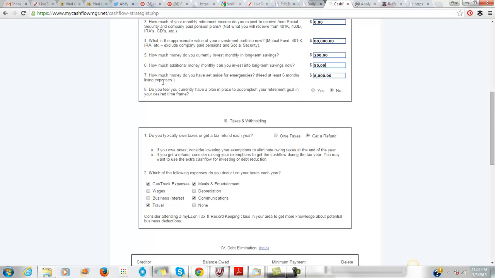Then number seven says, how much money do you have set aside for emergencies? And then it gives you a suggestion saying that you need at least 6 months of living expenses. So it's telling you that if you don't have at least 6 months of living expenses set aside for emergencies, you need to start trying to build that and create that account and put that money aside, so that you would have it just in case something happens and you'll have that money to fall back on.